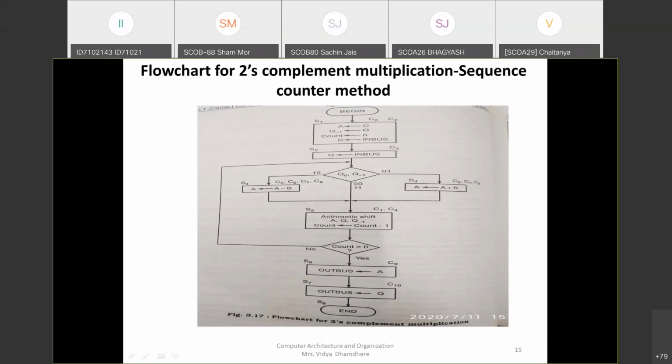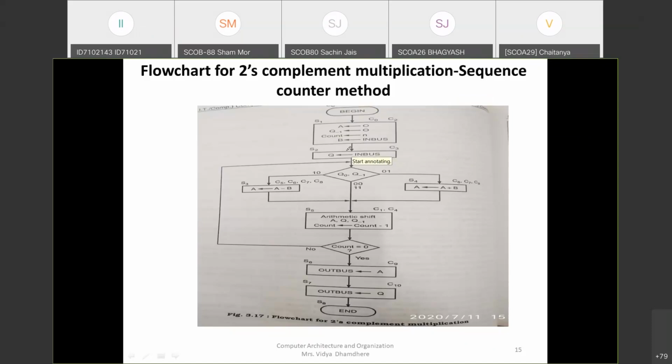Sequential counter method. We move to the next part, that is the sequential counter method. In this method, we have already studied Booth's multiplication algorithm. All of you know that in the previous unit, we have seen Booth's multiplication algorithm. The same algorithm is represented here: the flowchart of Booth's complement multiplication, which will be implemented with the sequential counter. So I have taken this same example.